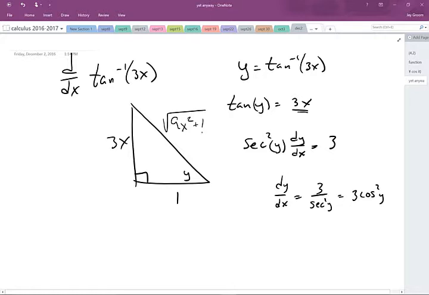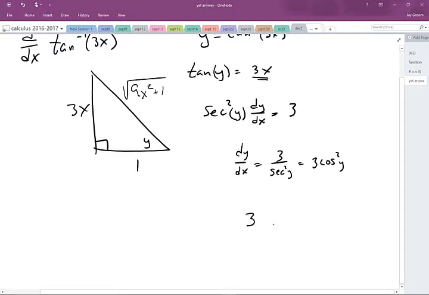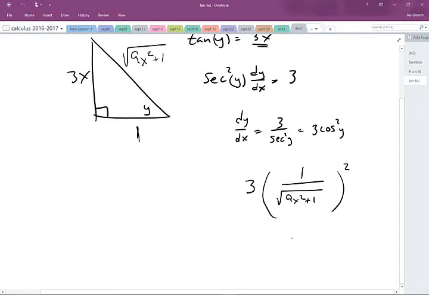Yes? Yes. And so, it would be 3 times the cosine would be 1 over this fella squared, which would just be 3 over 9x squared plus 1. And that thing right there, Hannah, is the derivative of the arctangent of 3x.